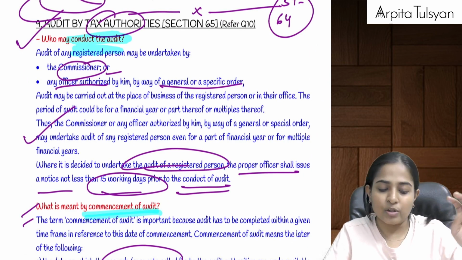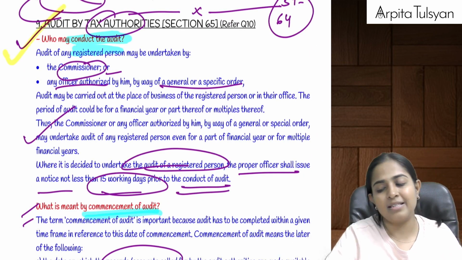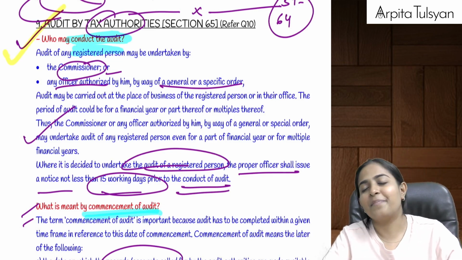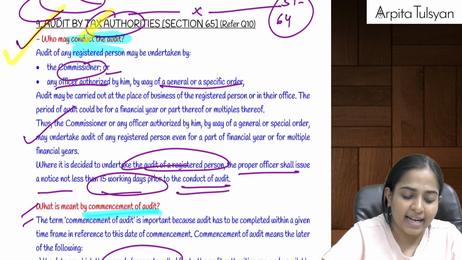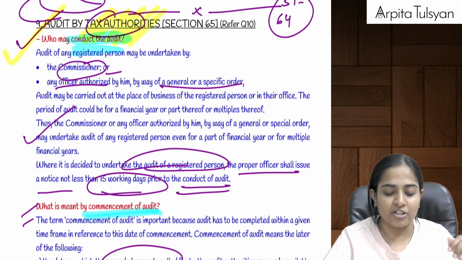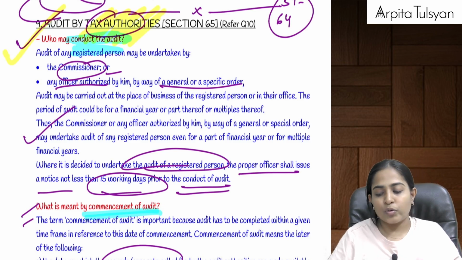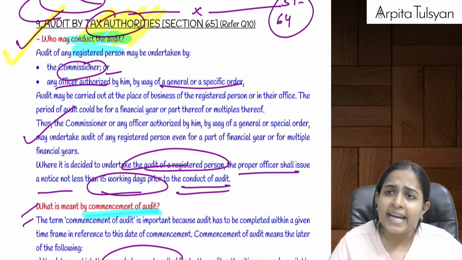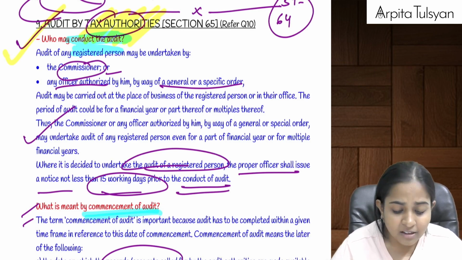Okay, now let's go to the last part of the chapter. Only two sections, that is section number 65 and section number 66. Section number 65 talks about audit by tax authorities. Basically, it is an internal audit or a departmental audit which is done by the department. So this audit can be done by whom? This audit can be done by the commissioner or any officer who has been authorized by the commissioner.